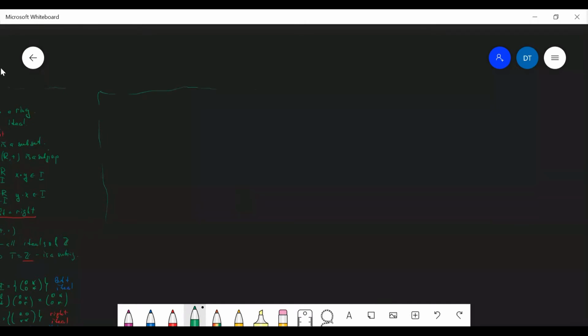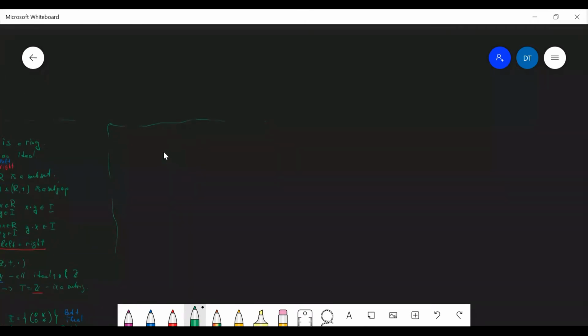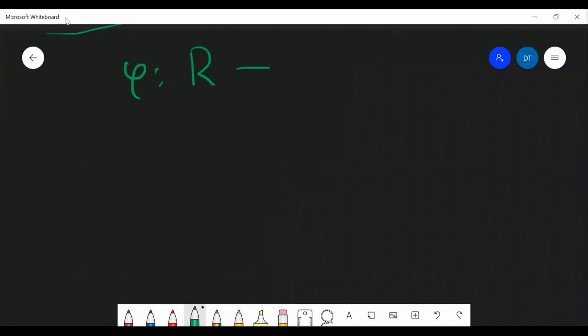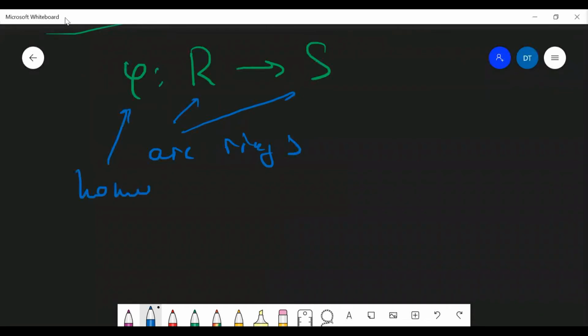So today we just mostly focused on the definitions and some basic properties and did not prove anything interesting. So suppose that we have a homomorphism from a ring to a ring. So these guys are rings, and this guy is a homomorphism of rings.